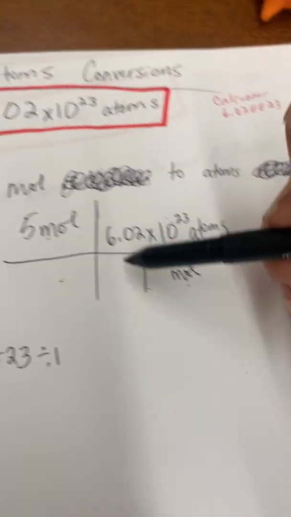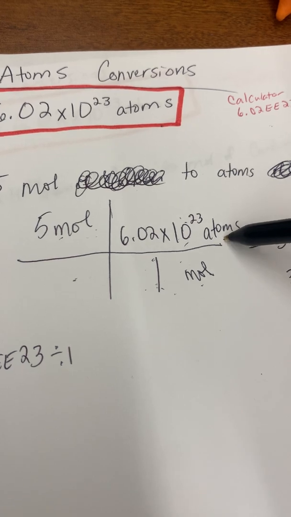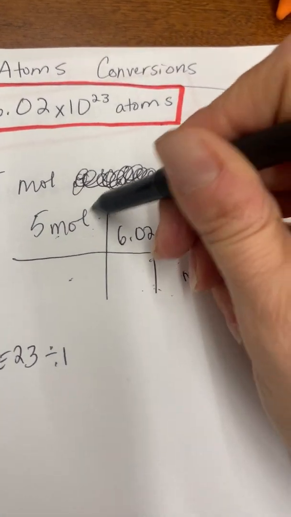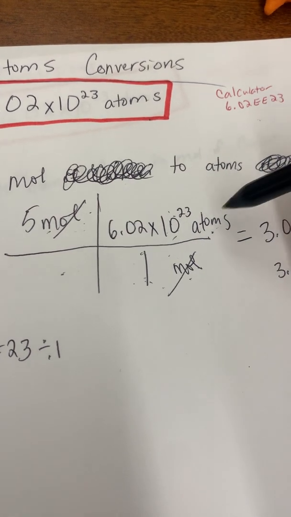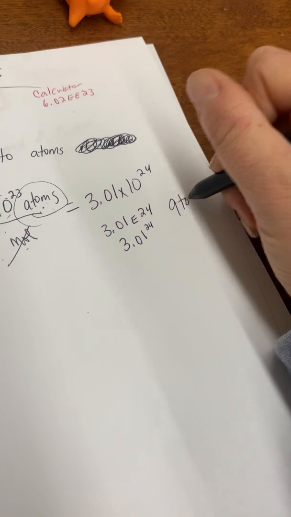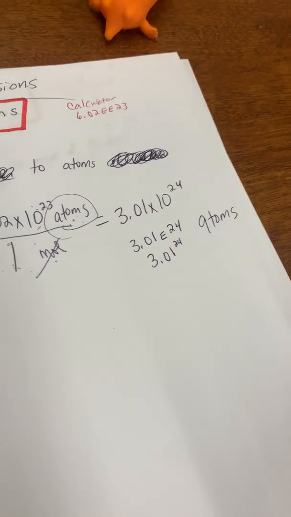At the end, you want to write your units down, and it's gonna be whatever's in the top right, just like last time. Moles cancels out because it's diagonal, so atoms is what we are left with. So it's any one of those answers and atoms.